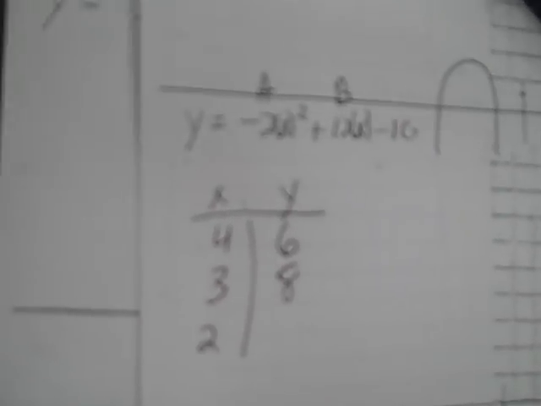So this 2 goes in. Negative 2, and then I'm going to put 2 in. Second power, plus 12. Now I put 2 in. Always put the same number in for x, minus 10, so y equals 6. Okay, so 4, 6.